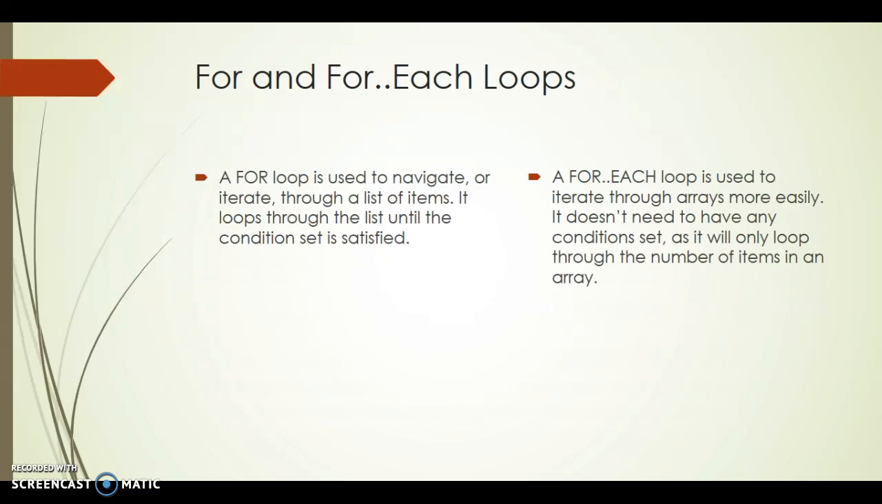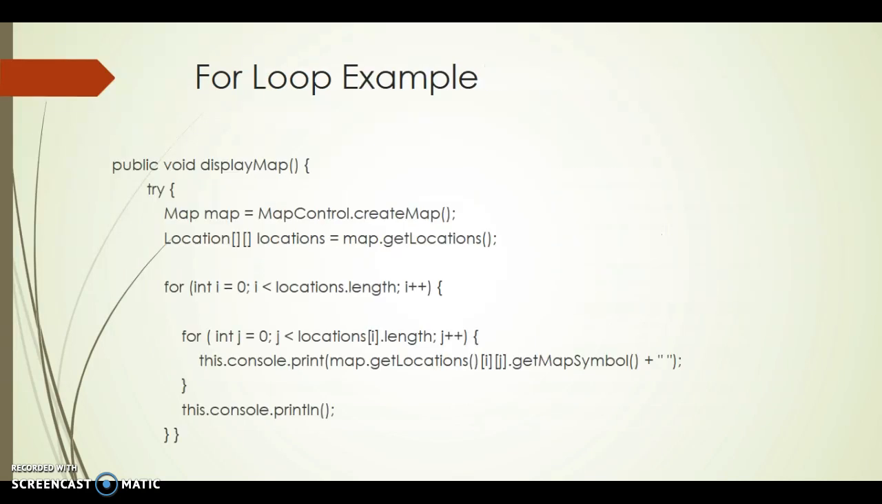For and for each loops. A for loop is used to navigate or iterate through a list of items. It loops through the list until the condition set is satisfied. A for each loop is used to iterate through arrays more easily. It doesn't need to have any conditions set, as it will only loop through the number of items in an array. For my loop example, the for loop first initializes the counter variable i to 0.